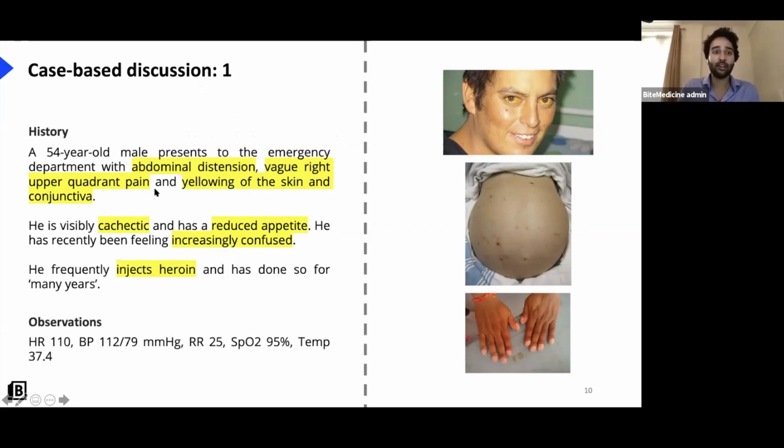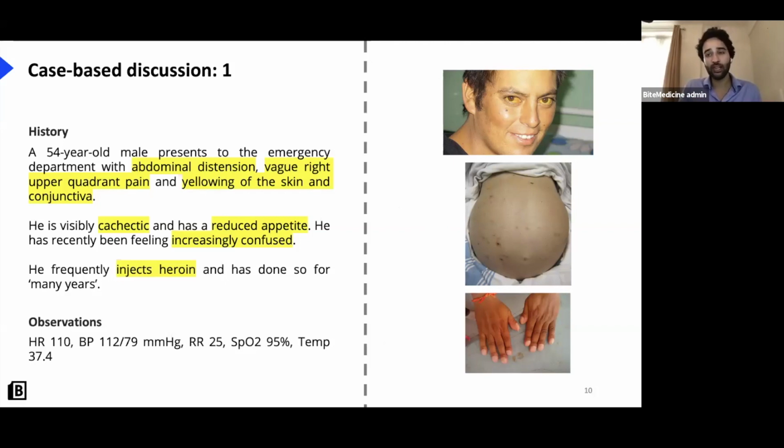And this vague right upper quadrant pain, all on the background of intravenous drug use, all suggests viral hepatitis, for example hepatitis C or B, which has resulted in inflammation of the liver, hepatitis, cirrhosis, and clubbing. Clubbing is present in cirrhosis, but it's also present in hepatocellular carcinoma. So this patient may have an underlying malignancy as well as the viral hepatitis.